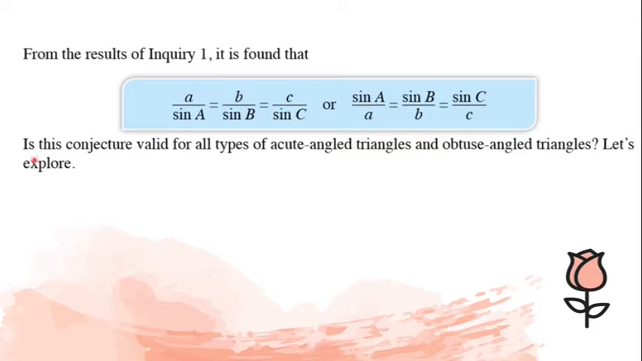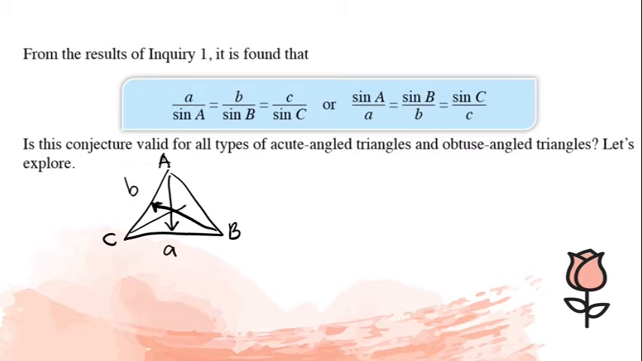So if we draw a diagram, this is the triangle. This one is A, B, and C. So is this conjecture valid for all types of acute angle triangle and obtuse angle triangle? Let's explore.